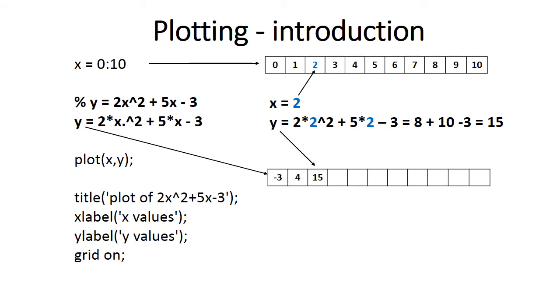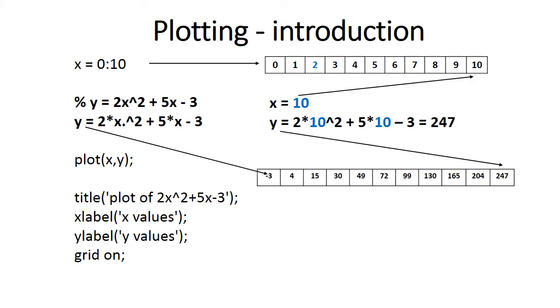So we carry on, we move to the value 2, the third element in the x vector. We apply the expression and we get the value 15. This we do right to the last element of x, which is 10, and if 10 is put into that function for y, it ends up being 247.